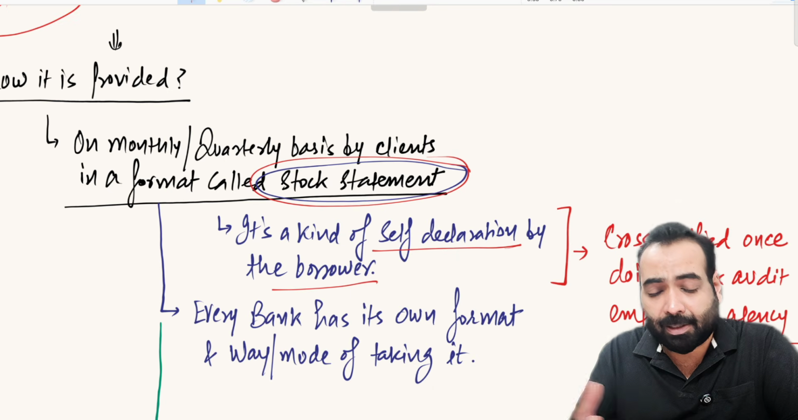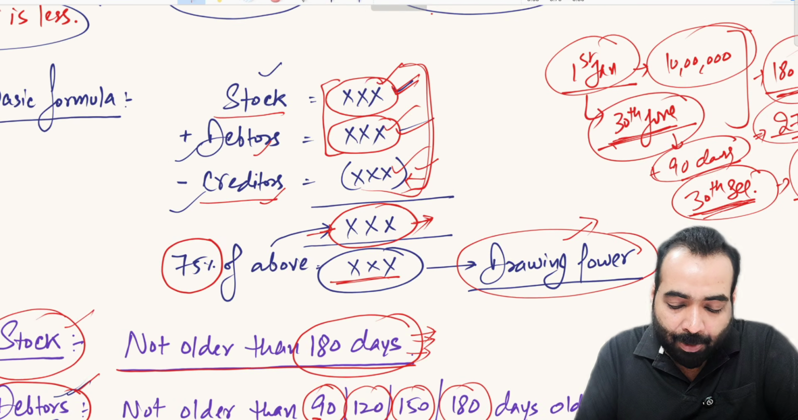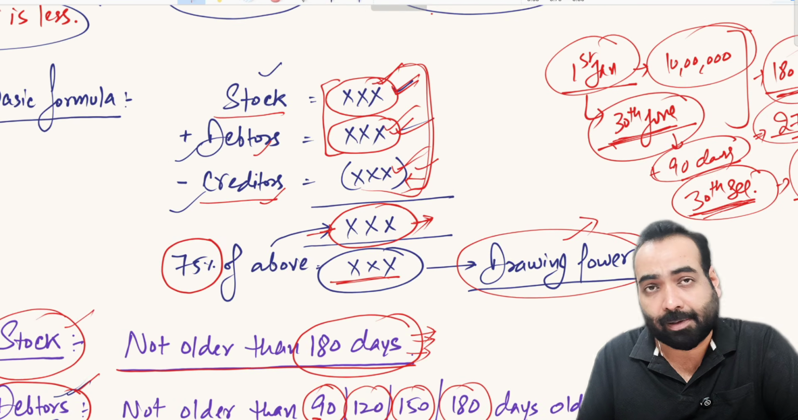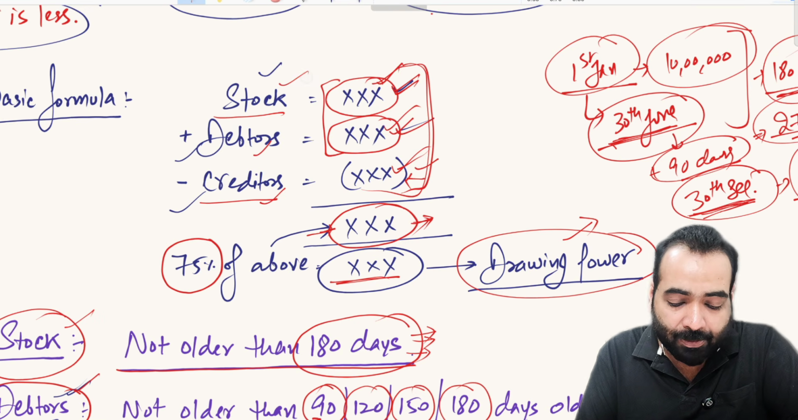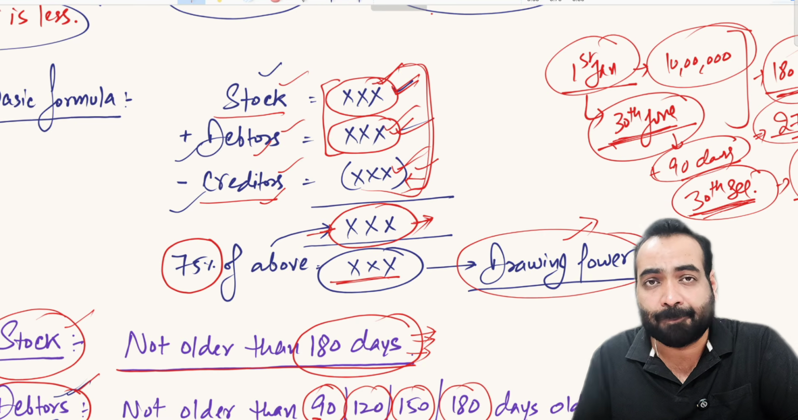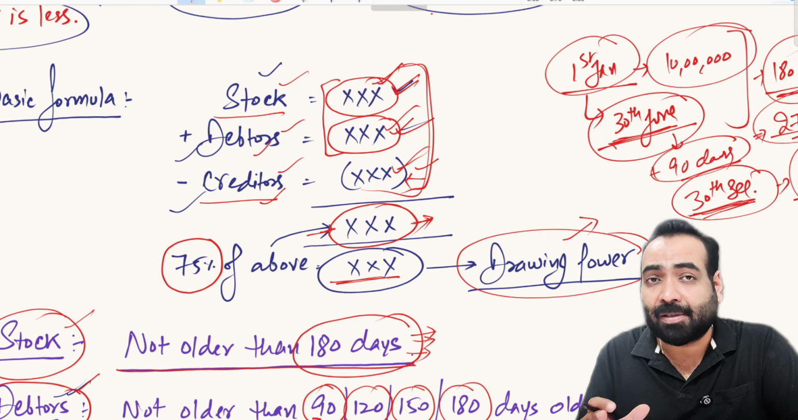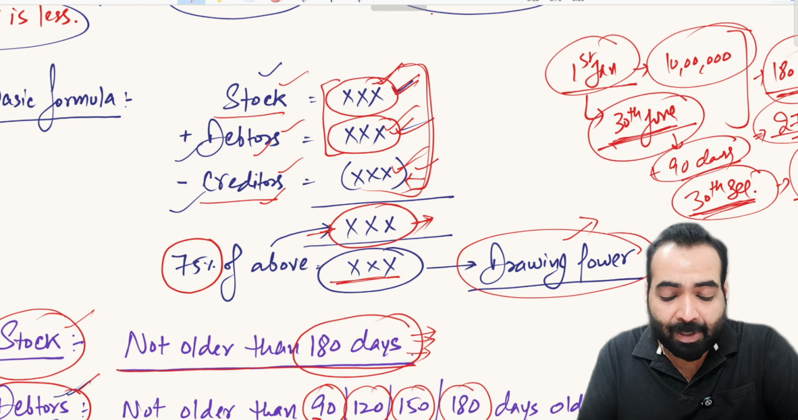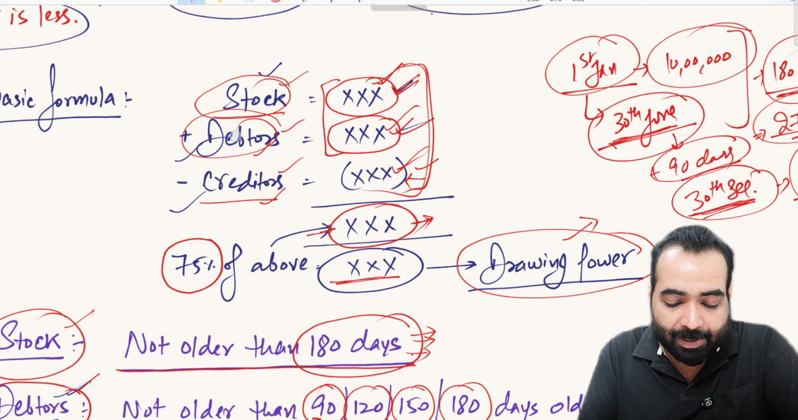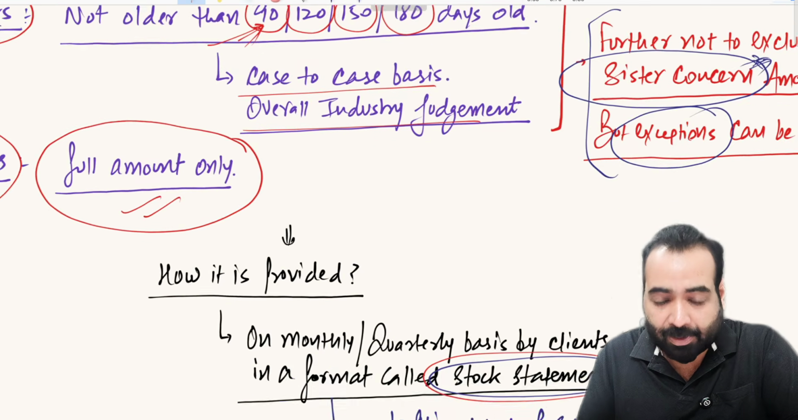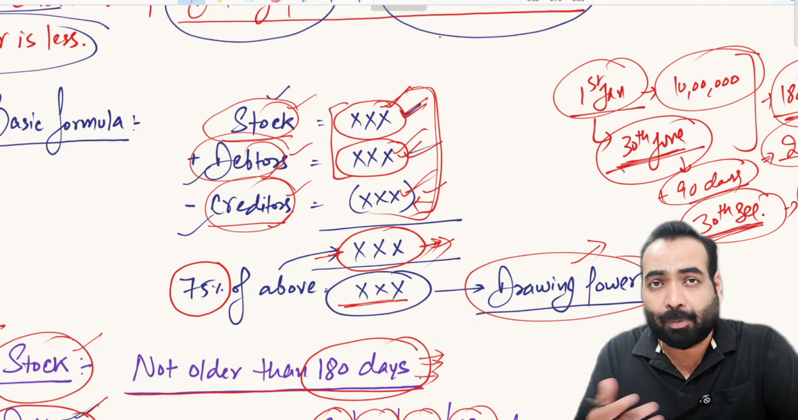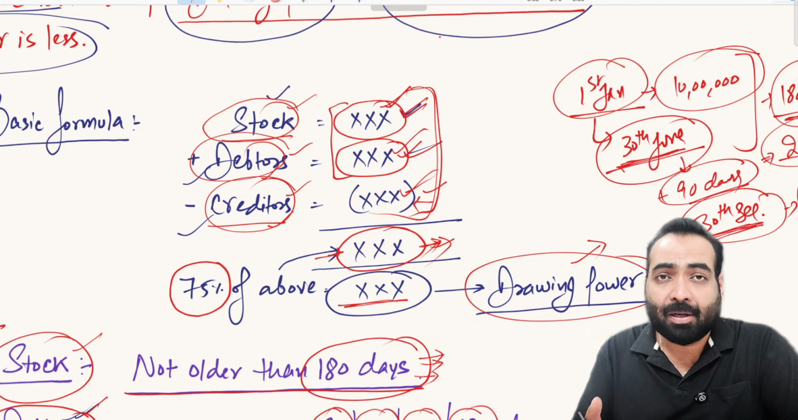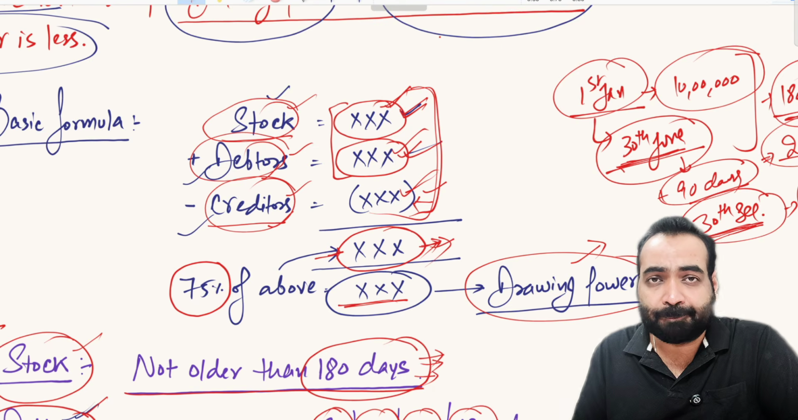In this declaration, he declares the amount of stock, debtors and creditors. It's just a declaration. It's the borrower's only declaration. The bank doesn't verify the actual figures of stock, debtors and creditors every month, right? So there are high chances of fraud in here. The borrower may declare the wrong amount of stock, debtors and creditors in their stock statement and take higher DP from the bank, right? Thereby kind of diverting the funds of the bank, right?